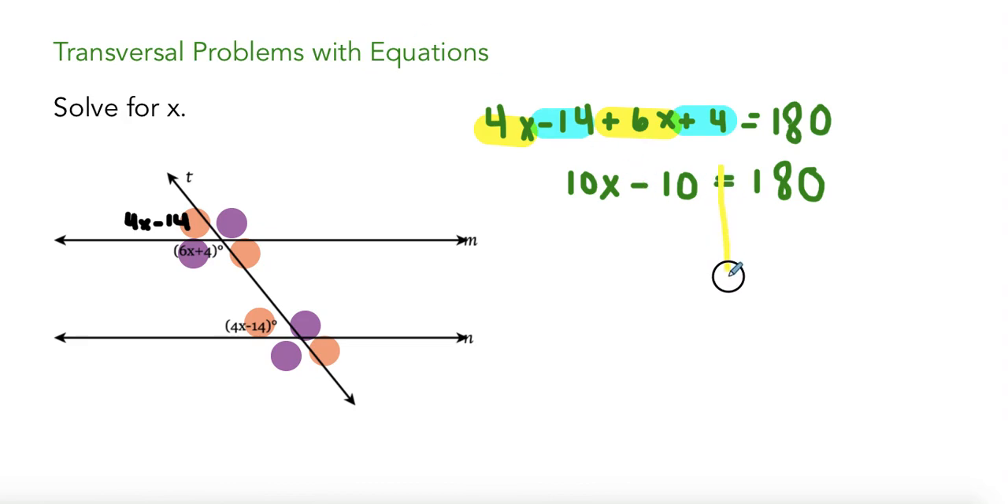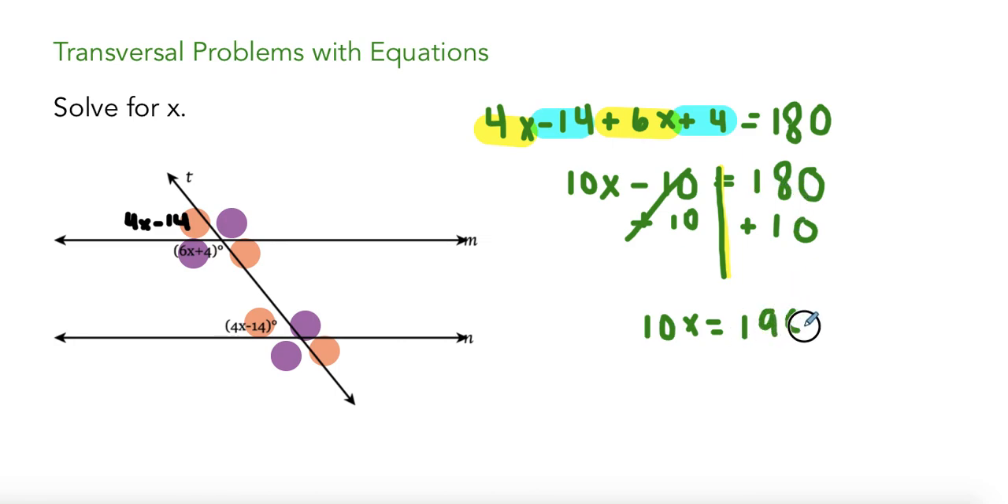Now to isolate my variable, we're using a new color now. To isolate my variable, I'm going to use inverse operations. So I'm going to add 10 on both sides. Negative 10 plus 10 cancels out to be 0, so I'm left with positive 10x is equal to, and 180 plus 10 equals 190. I can divide both sides by 10. X is equal to 19.